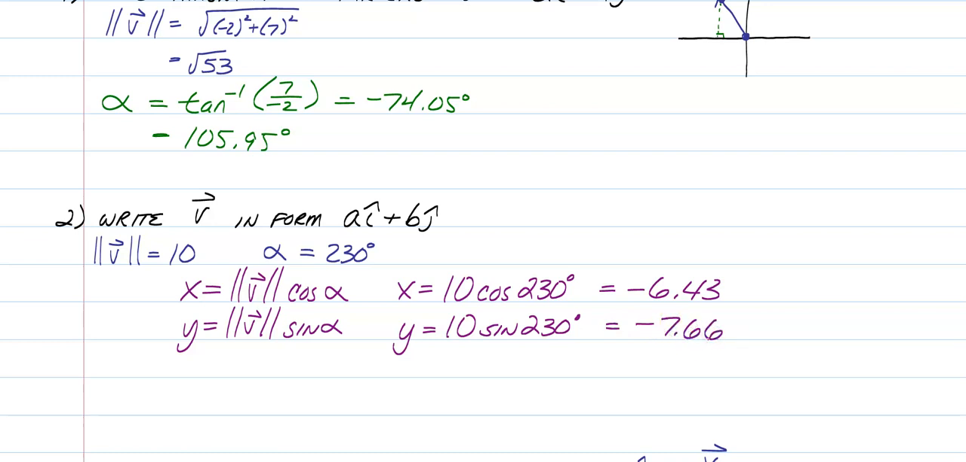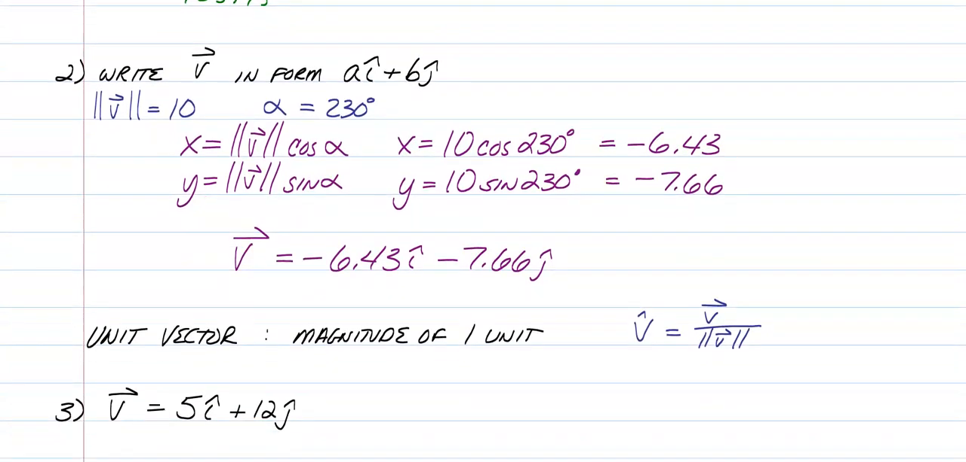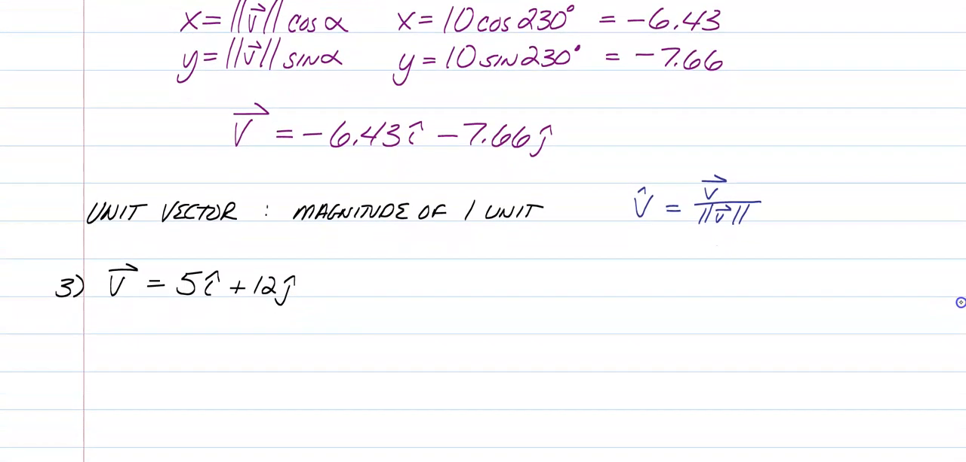So your final answer for the vector v is going to be equal to negative 6.43. That's your a value, which is, of course, i hat. And now we have minus 7.66, and that is our j hat. Done. Game over.